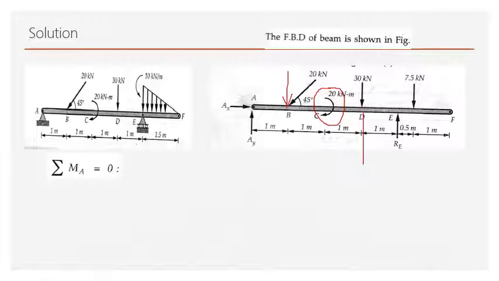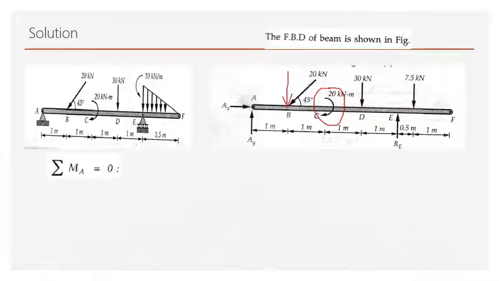Next is the moment of the RB, that is RB into 4 meter, right? Next is the moment of the 7.5 kilonewton force, that is at a distance of 1 plus 1 plus 1 plus 1, 4.5 meters. 7.5 into 4.5 meters. So that is the moments of all the forces. So write down the moments.